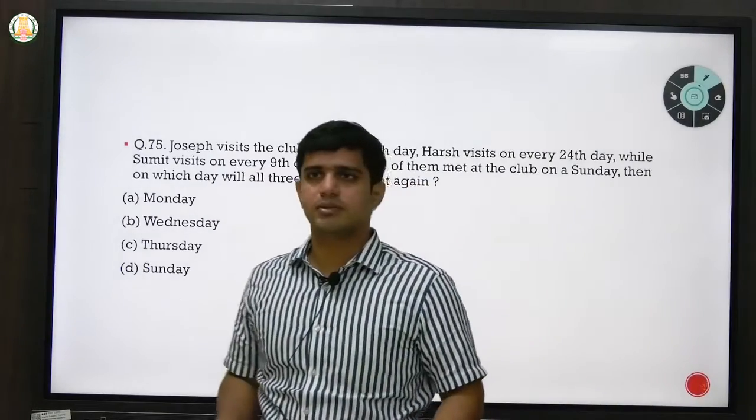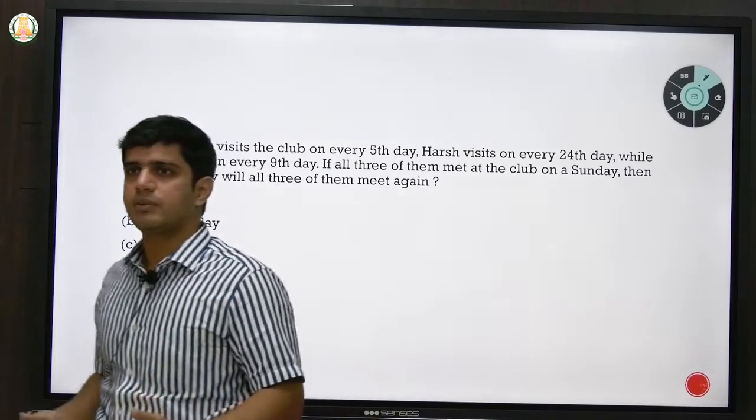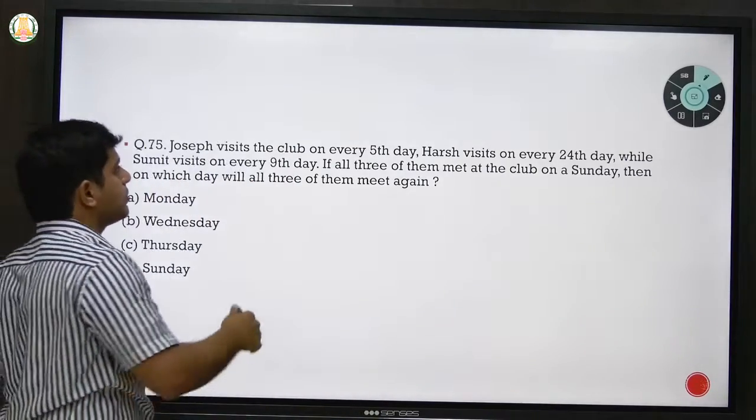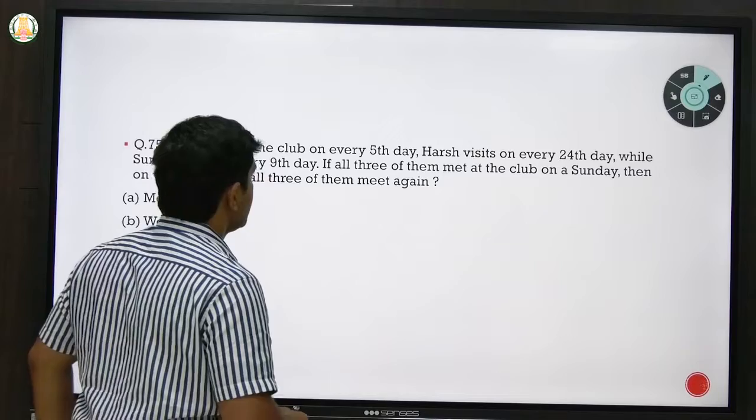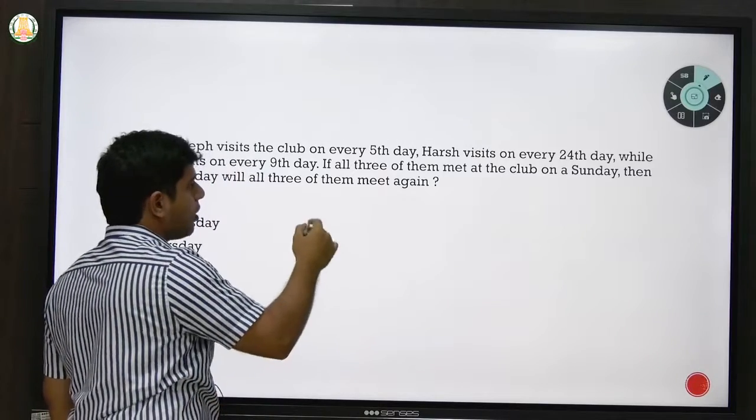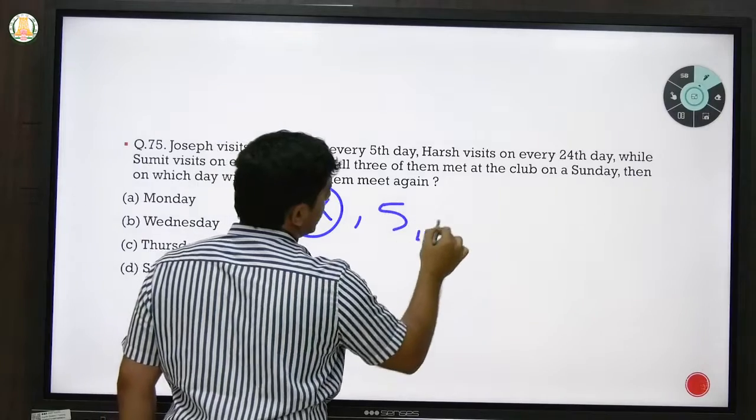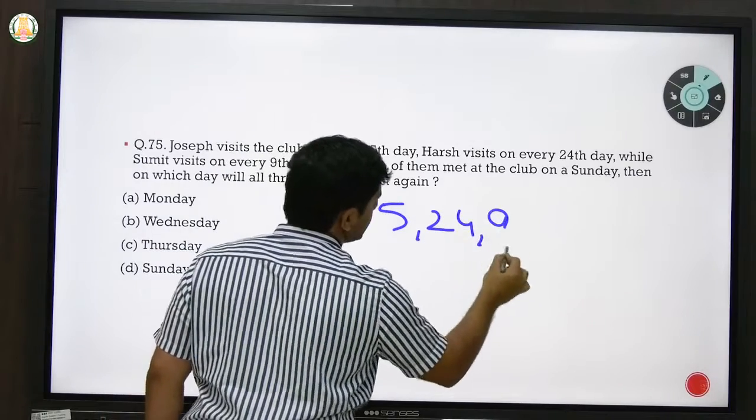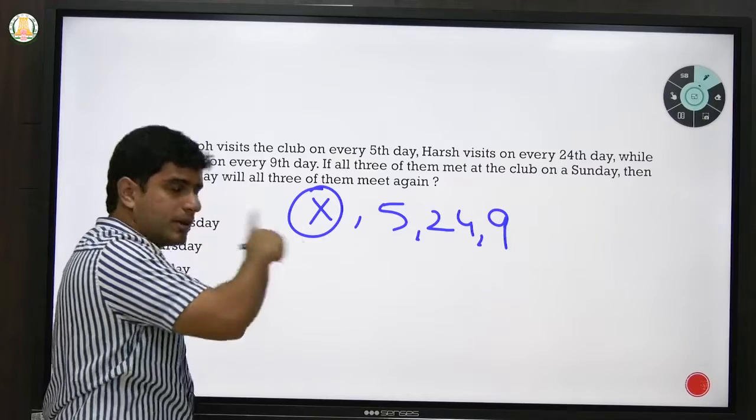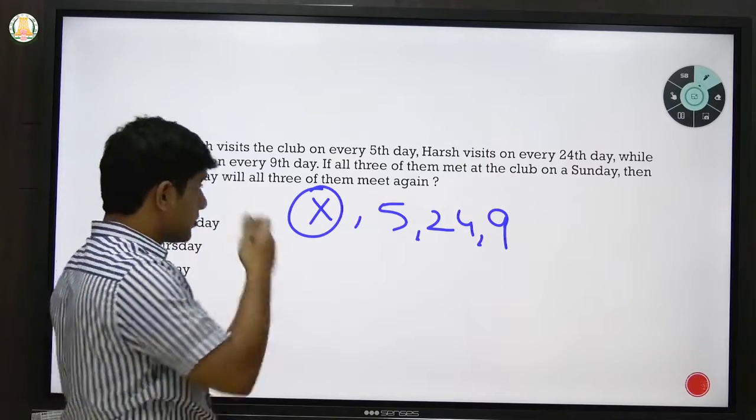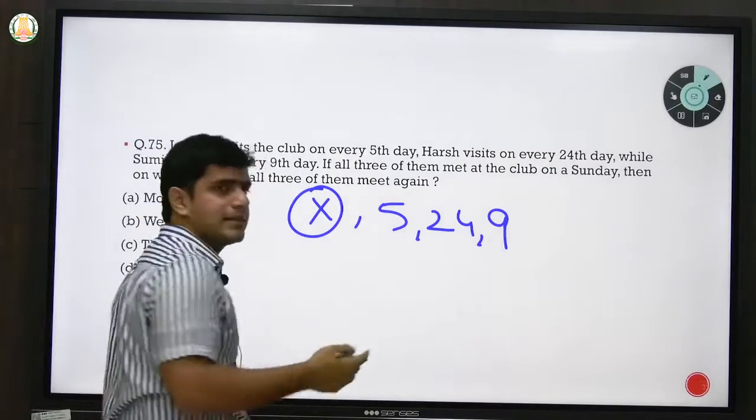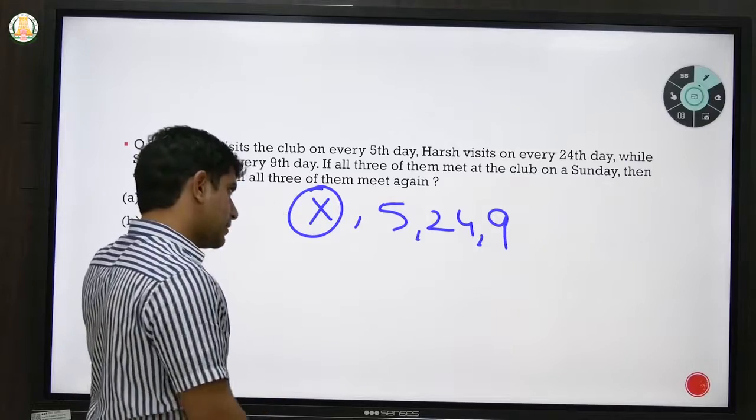Any confusion in this? You can tell me if there is any confusion. Okay. So they have to meet on that common multiple day. So basically, what is that X, that multiple of 5, 24 and 9, on which they will all meet on one day? This is something called the LCM, the least common multiple.